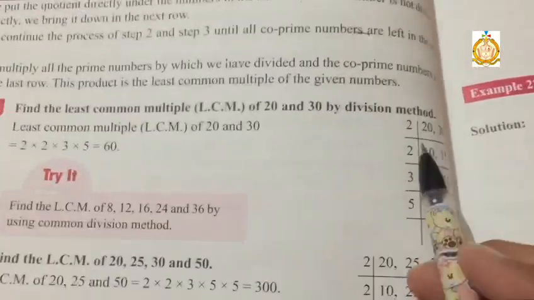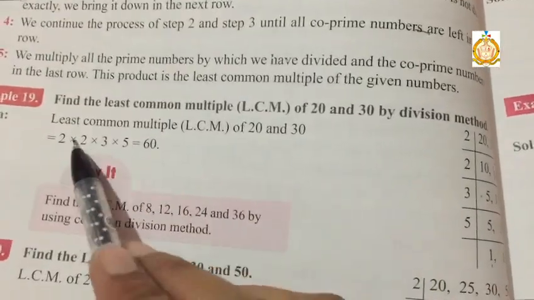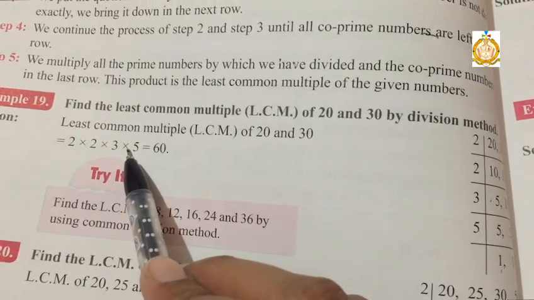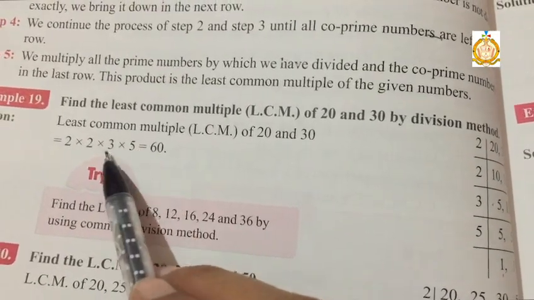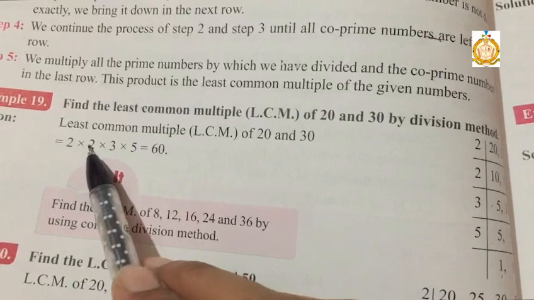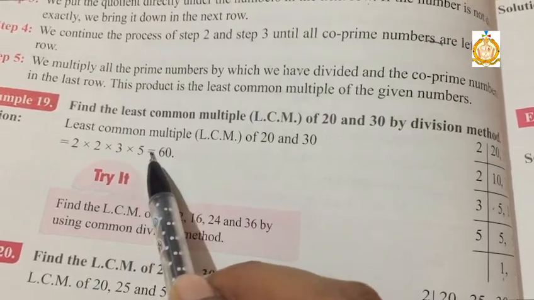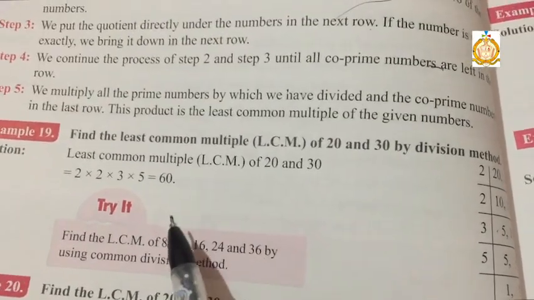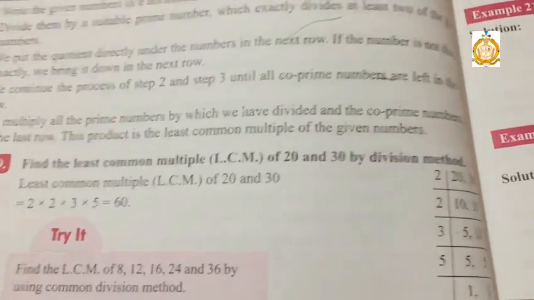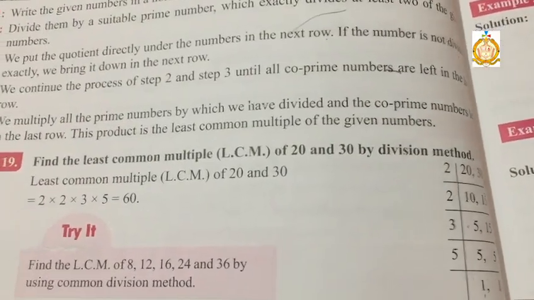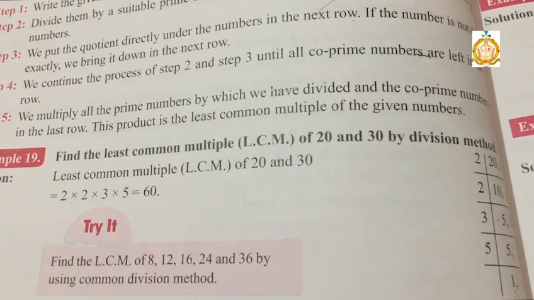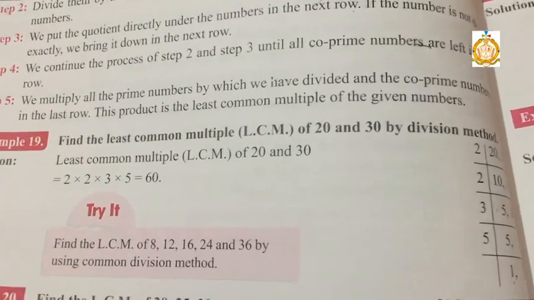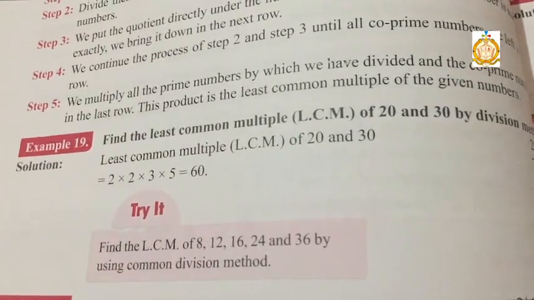2 into 2 into 3 into 5. So 2 twos are 4, 4 threes are 12, 12 into 5 is 60. This is your answer, the LCM. As it is, you will solve the sums by using the common division method. Clear?